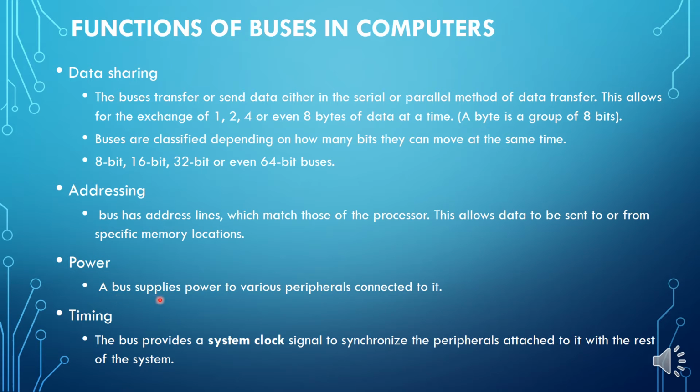Power. A bus supplies power to various peripherals connected to it. In timing, the bus provides a system clock signal to synchronize the peripherals attached to it with the rest of the system.